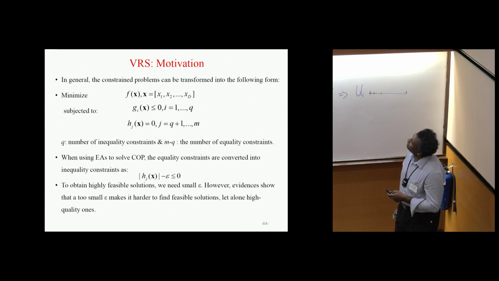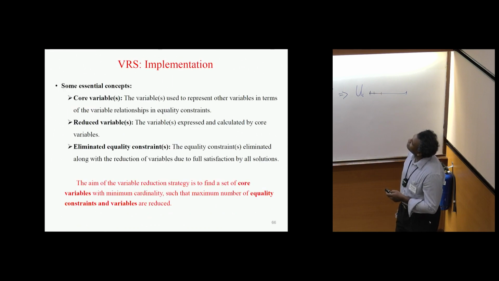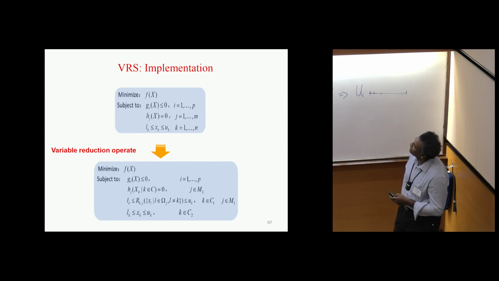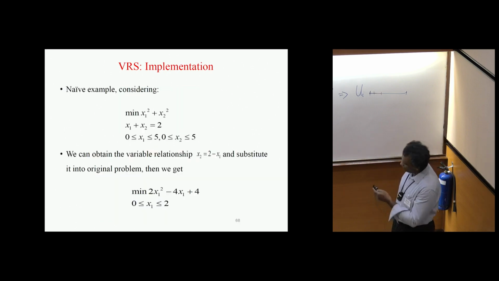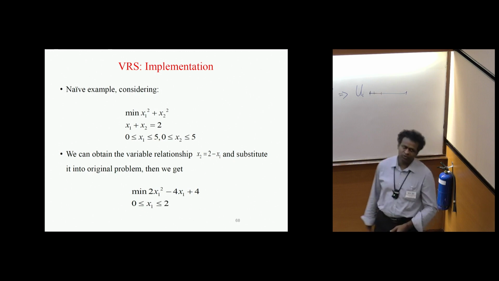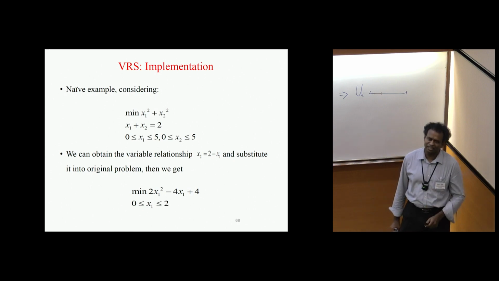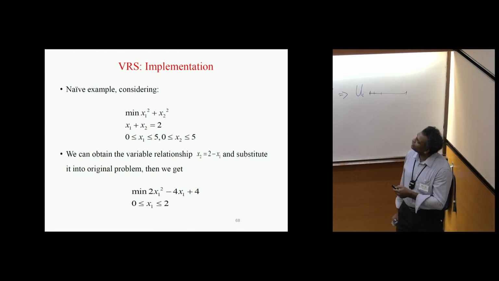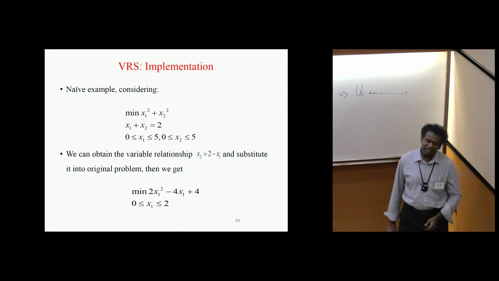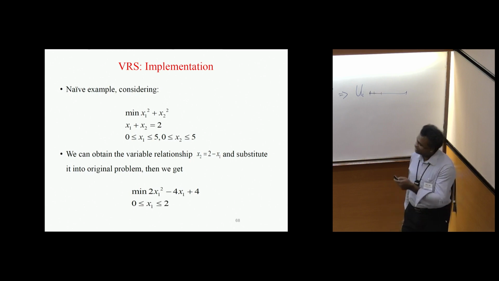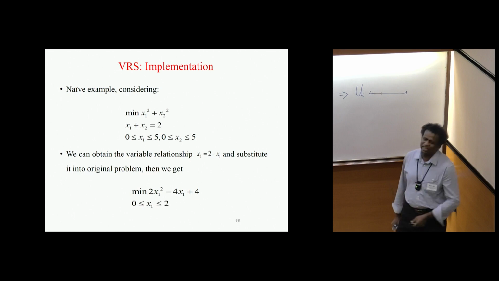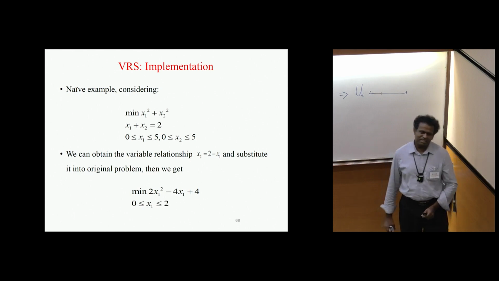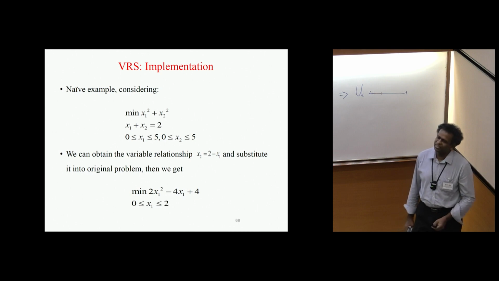So the variable reduction is very simple. I just give you one example here. This is a very simple illustration. If you have x1 plus x2 equal to 2, it's an equality constraint, a very simple toy example. From this, can you get the value for x2? x2 will be 2 minus x1. So x2 can be replaced here, and the two variables in the optimization will become a single variable.